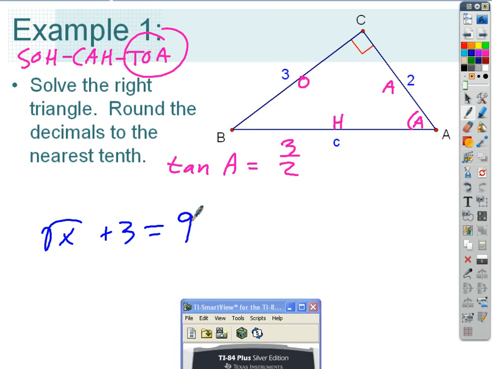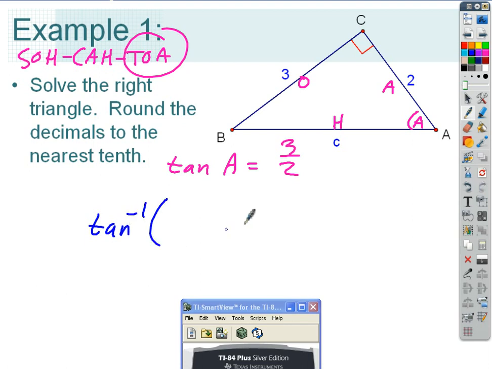So on the other side, I would also get an inverse tangent of, in this case, 3/2. Okay, does that make sense? So that's the trick. Now that's just a button on the calculator. That's all it is. So my final answer then just looks like this.